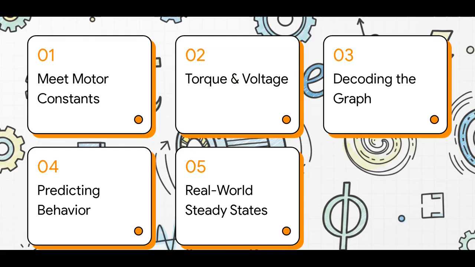All right, here's our quick roadmap for today. First, we'll meet the motor constants. Second, we'll define torque and voltage. Third, we're going to decode a Bodine performance graph. Fourth, we'll predict behavior under load. And finally, number 5, we'll engineer some real-world steady states.